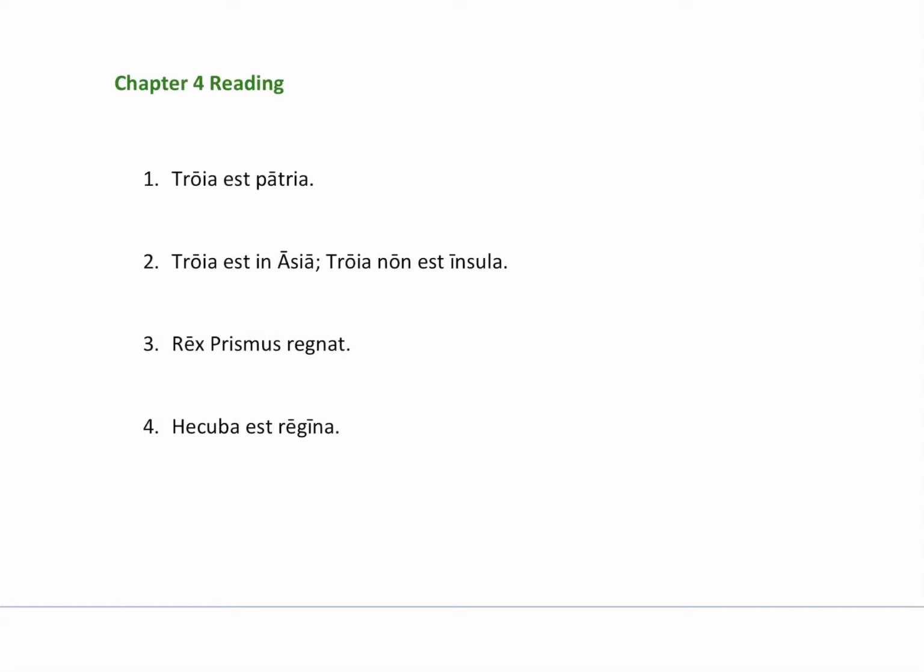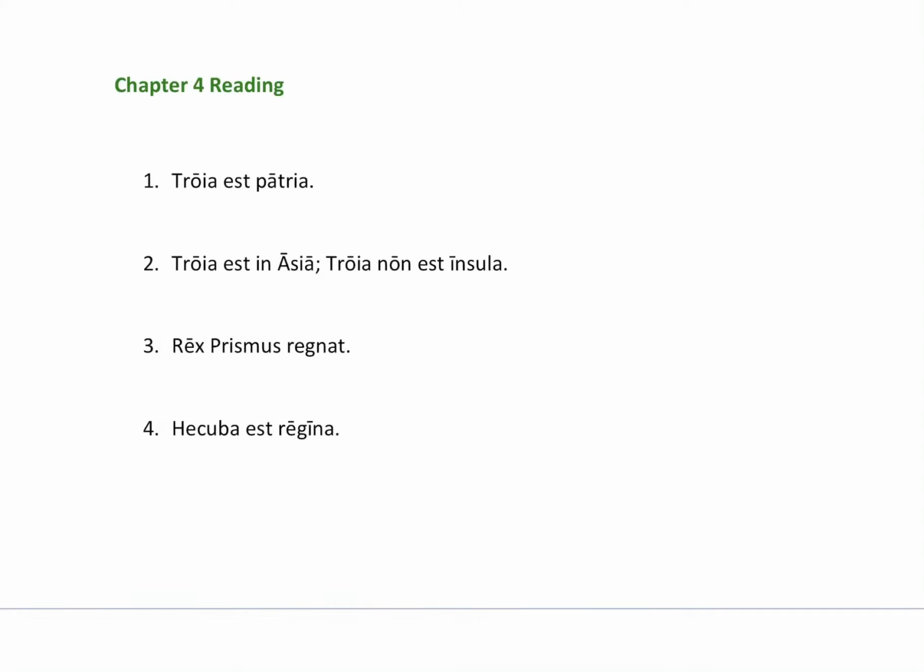Underneath the chapter is a glossary, so it's all the words that you don't know. In the reading, they're always italicized, so you know where to look. All right, so the first one, Troia, that's one of the very first words you learned. Troia est patria. So do you remember this works like an equal sign? We know that est means is.